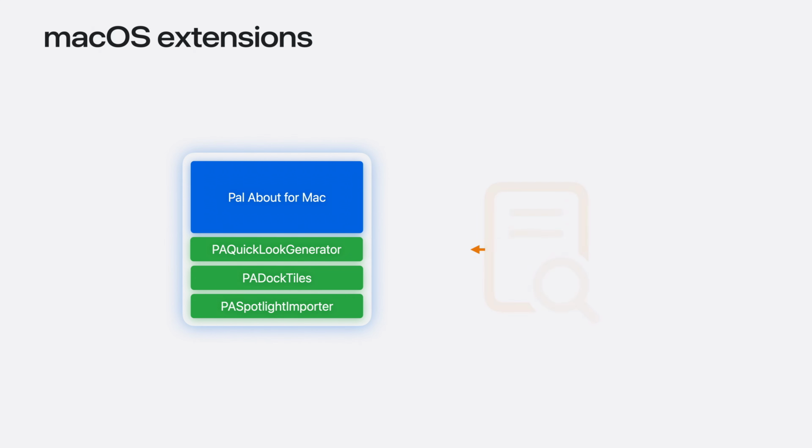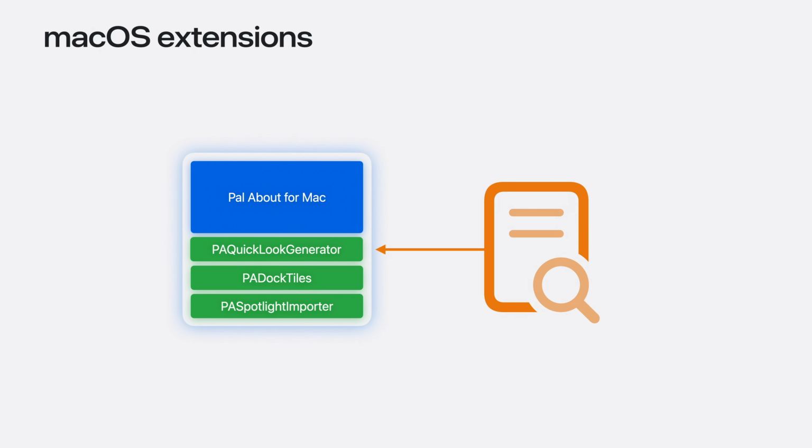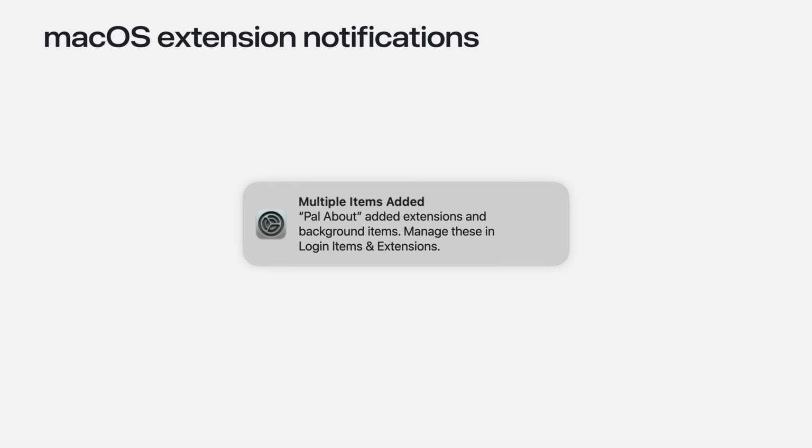For example, downloading the Palabout app might include a Dock Tile extension, which can update the app icon in the Dock with today's date while the app is closed, and the Palabout Quick Look generator, which gets triggered when previewing a document with Quick Look. Those extensions provide useful functionality. However, it is not always clear when extensions are included with an app installation or where they persist on the system. To make the invisible visible, macOS now provides a system notification when extensions are installed.